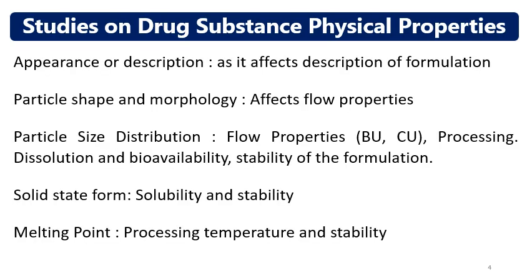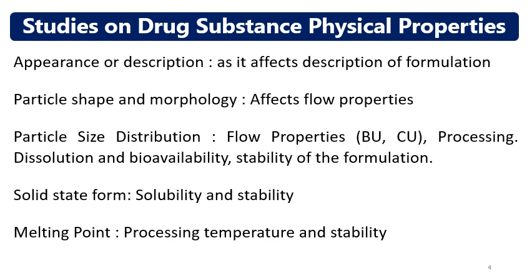The drug substance studies involve the study of physical properties. First is appearance or description. The appearance of the drug substance can affect the physical appearance of the formulation. If your API is yellow in color, the tablet color may be yellowish, or the tablet color will depend on the API color. That's why description is important. Also, description is important for describing the in-process materials like blend.